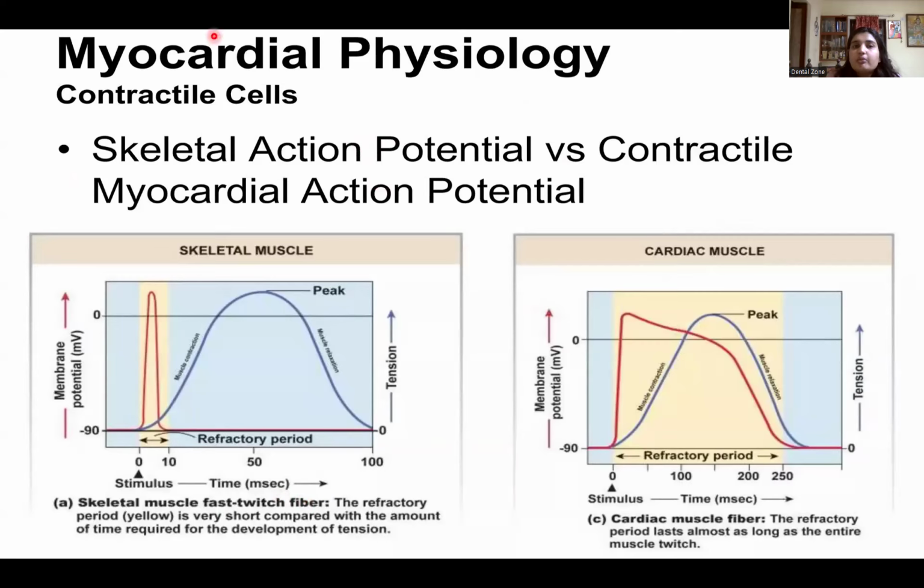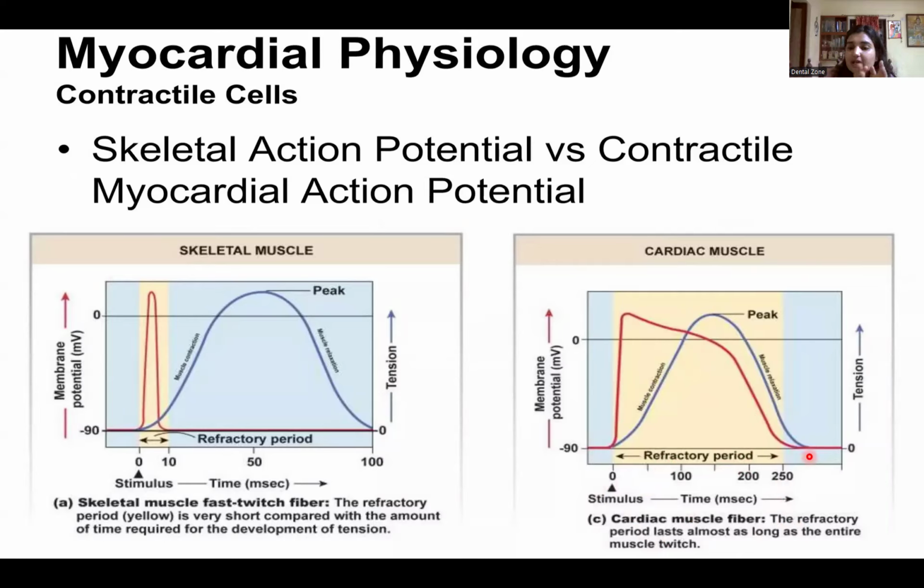Myocardial physiology is due to the contractile cells. Okay. Skeletal muscle action potential versus contractile myocardial potential. See, in skeletal muscle, there will be a refractory period where the muscle will contract, reach a peak, and then slow down. But what happens in cardiac muscle fibers is that the refractory period is longer.